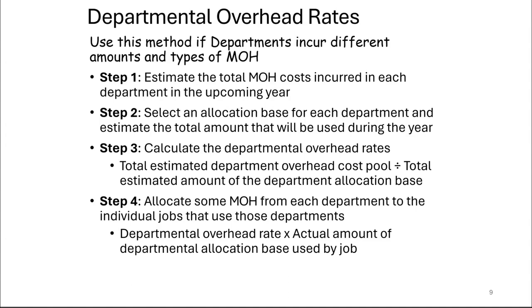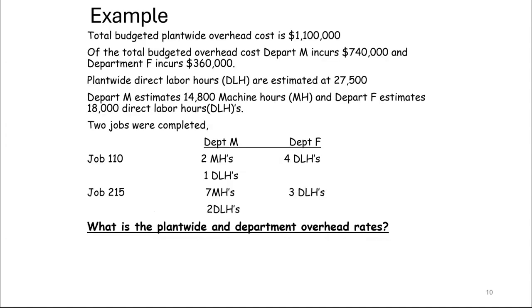So now let's take a look at a problem. Here is a problem that we have. Again, in this case, we have total plant-wide overhead costs of $1,000,001. That is divided between Department M and Department F. We have plant-wide direct labor hours, and then we have machine hours, which will be the cost driver for Department M, and we have labor hours, which will be the cost driver for Department F.